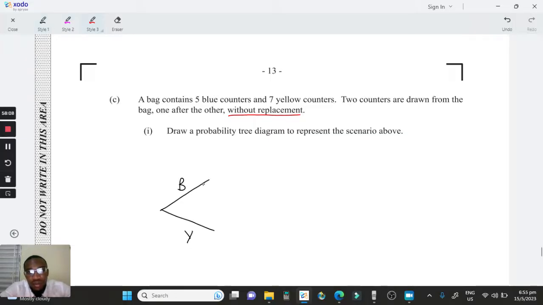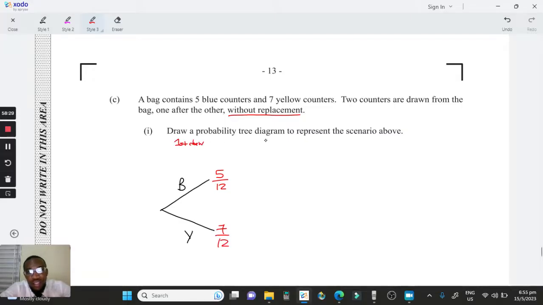Now after that, remember we're going to draw 2 from the bag. First, remember it starts with 5 blue and 7 yellow, so the total is 12. Now to get a blue is 5 over 12. To get a yellow is 7 over 12. But this would be on the first draw.